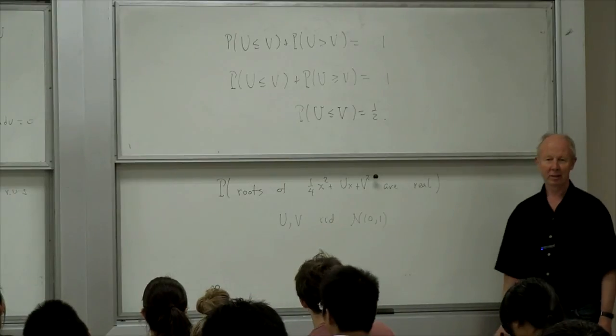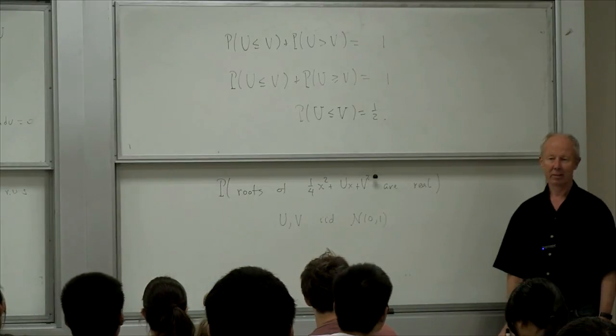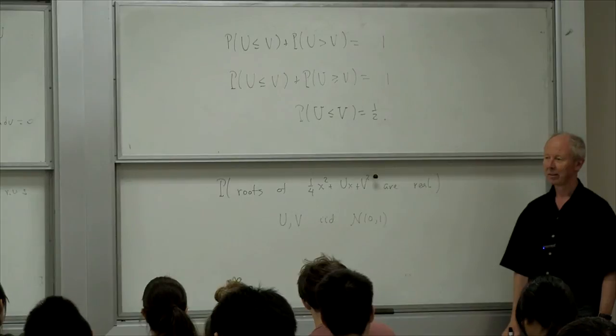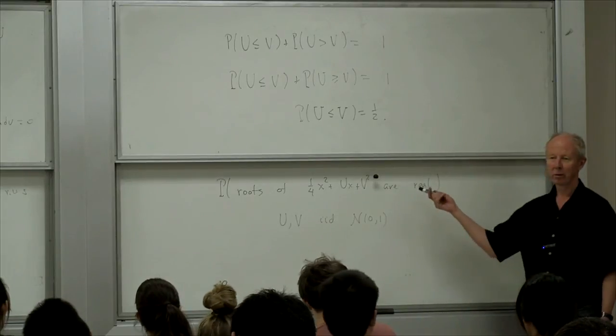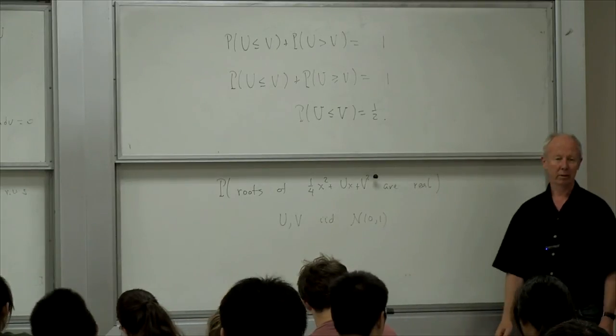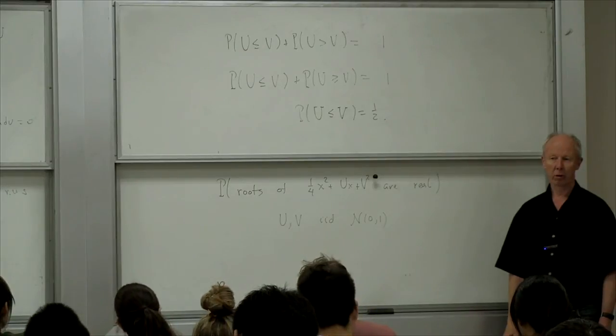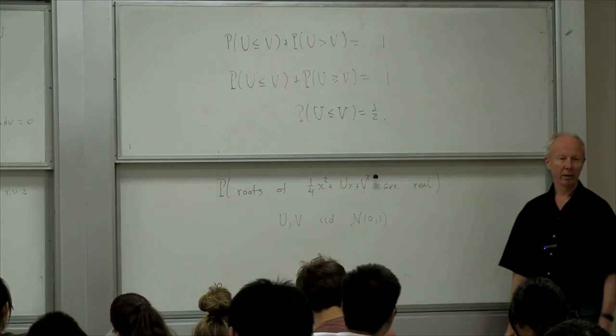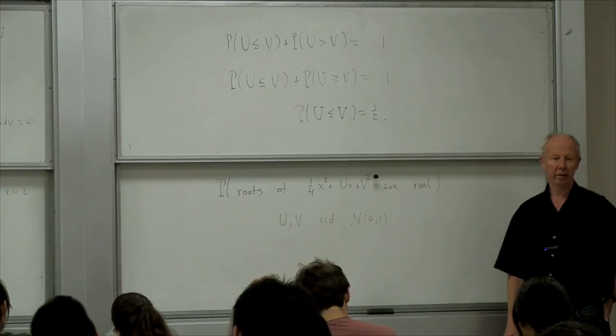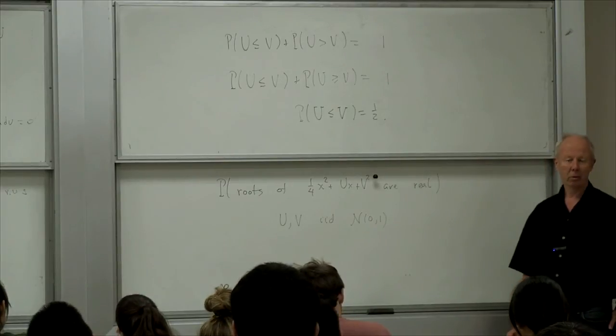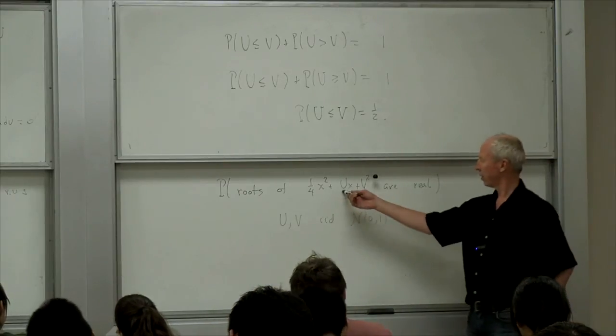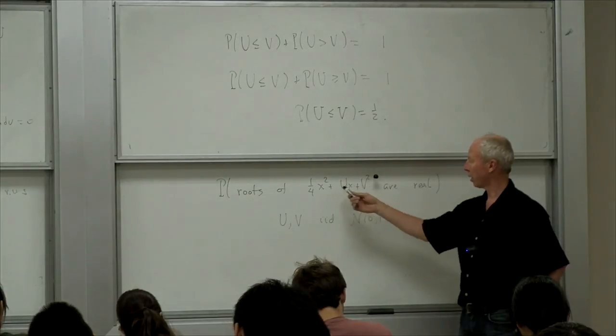What's this probability? Well, how do you tell whether roots of a polynomial are real? Use the quadratic formula, right? And see if the so-called discriminant is bigger or equal to 0. What would the discriminant here be? It's u squared minus 4 times this times this.